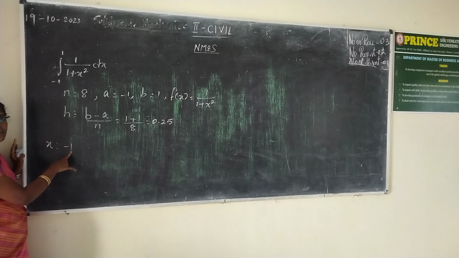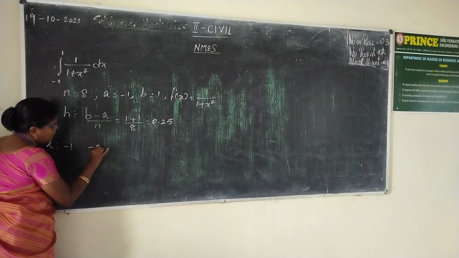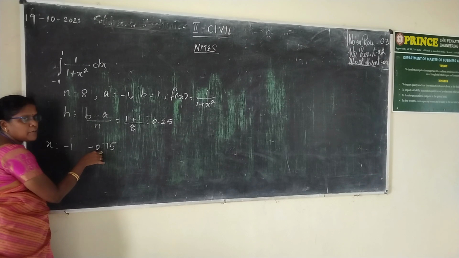-1 plus 0.25 is -0.75. Now this value plus 0.25.